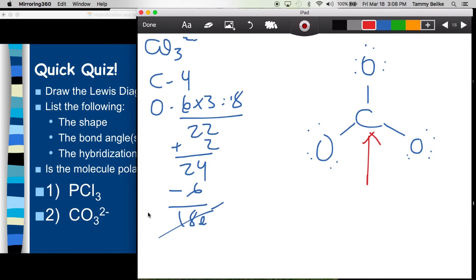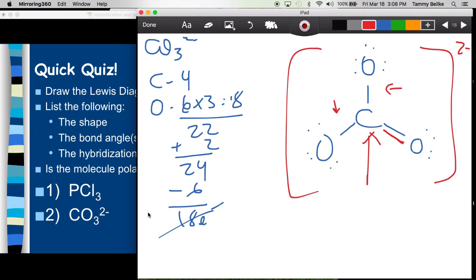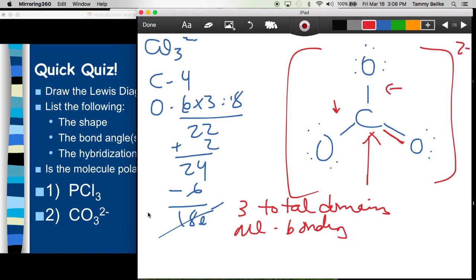So what do I do? Well, I take away one of my pair of electrons, and then I reform a bond here. Since I could have put that bond anywhere, here or here, that means I have resonance. I'm going to save myself some time and not draw them all out. Oh yeah, and I needed brackets. Okay. All right, well, what shape is this? I see 3 total domains, all bonding. So this means trigonal planar.